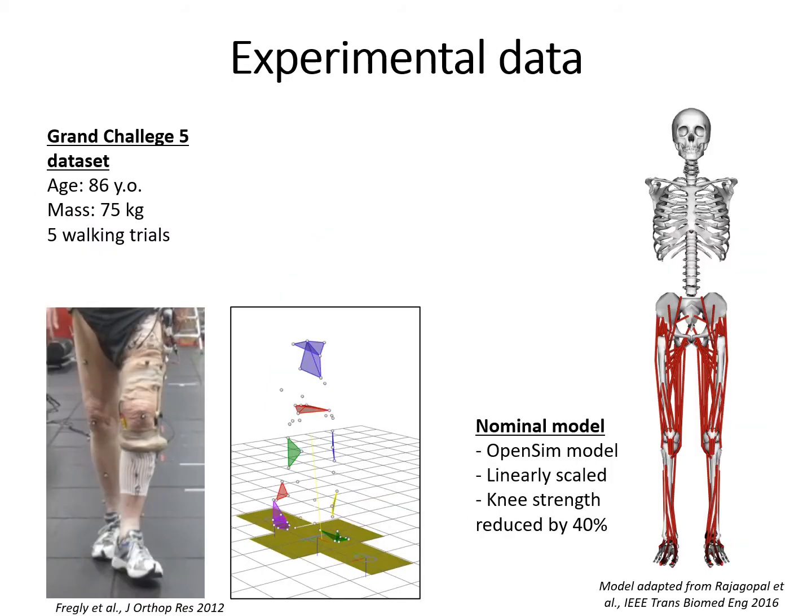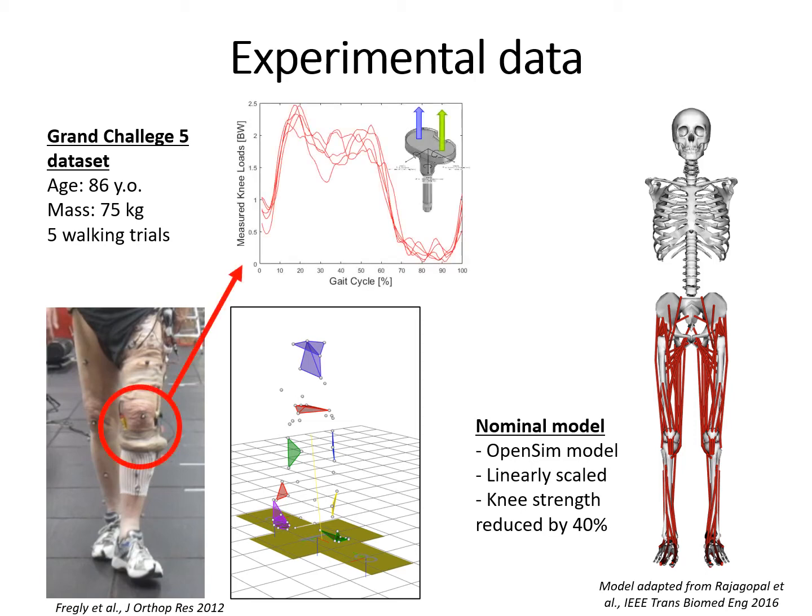In our study, we used the experimental data made available as the 5th Grand Challenge competition to predict in vivo knee loads. This data includes motion capture data, ground reaction forces, and most importantly, the recordings from a knee instrumented prosthesis during tasks performed by an 86-year-old male with a mass of 75 kilograms. For our study, we considered 5 overground walking trials.